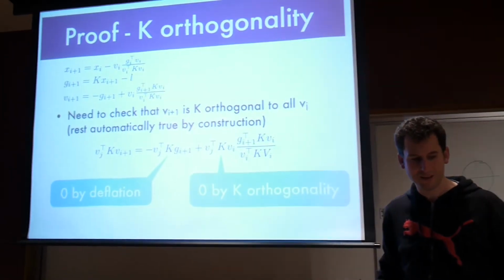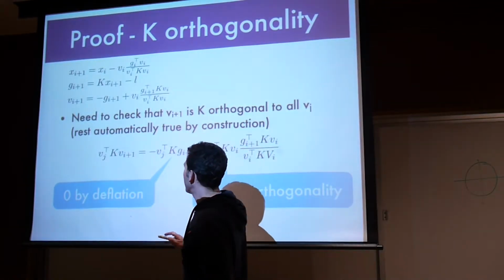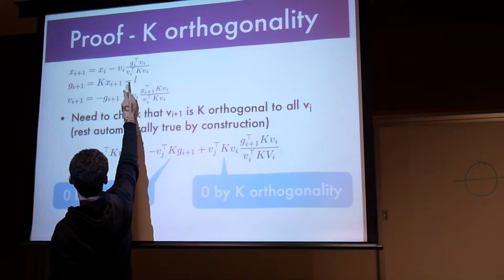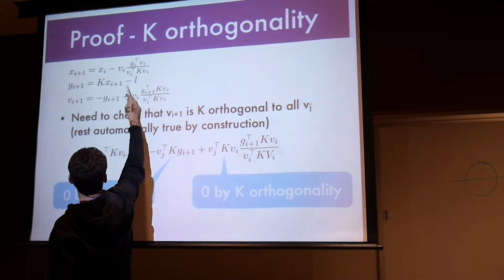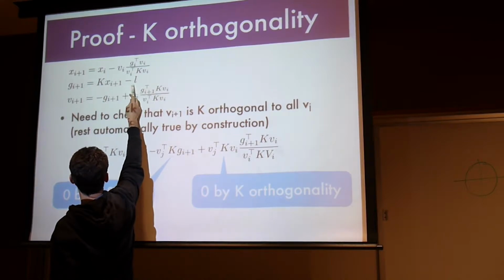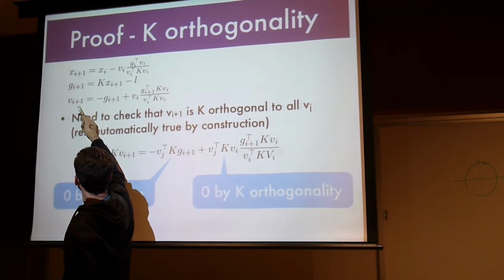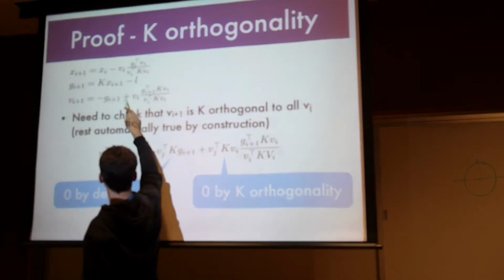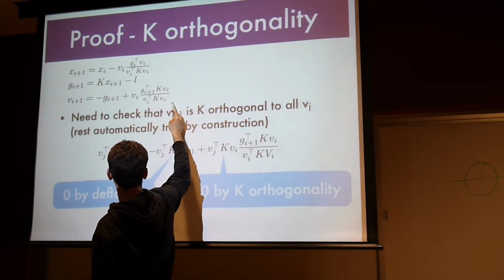For k-orthogonality itself, what you do is you just work through the algebra. Okay, so x_{i+1} is x_i minus v_i, take this stuff up here. And this is our new gradient, right? g_{i+1} is k x_{i+1} minus l. Now we can write v_{i+1} as this gradient plus the correction. Right? That's exactly how our recursion looks.